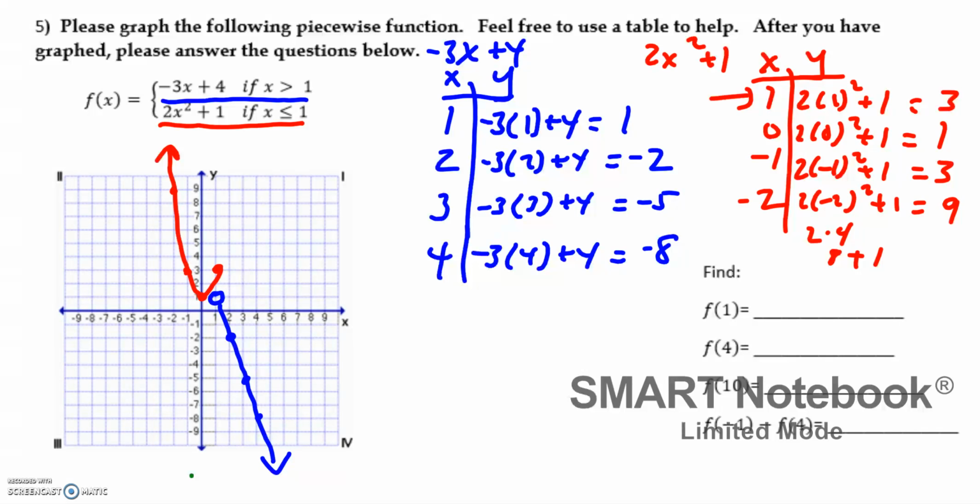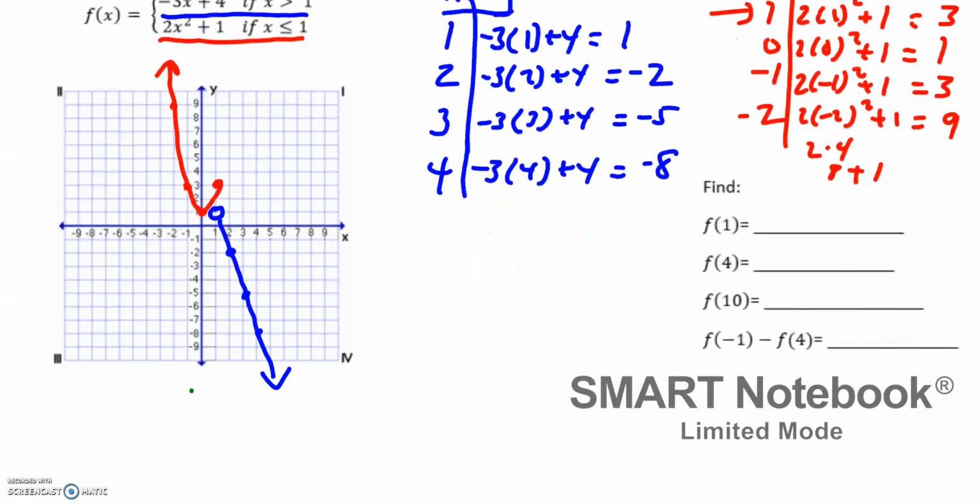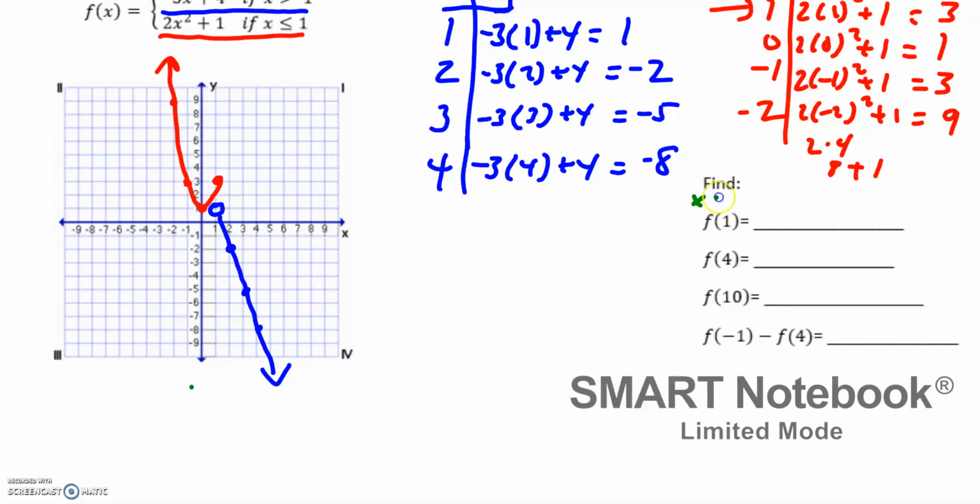Now that I have my graph, I can answer these questions. Remember, f of 1 means when my x value is 1, what is my y value? So I look over at my graph, I'd go over to 1, look up at the graph, and I have two possibilities, a hole and a closed dot. Between the two, this is the value that actually exists. So the y value that goes with 1 is positive 3. f of 4, if I go over to 4 and down, the y value that goes with my x value of 4 is negative 8.